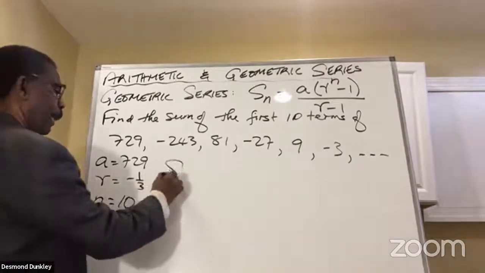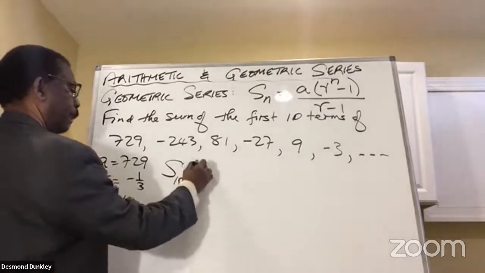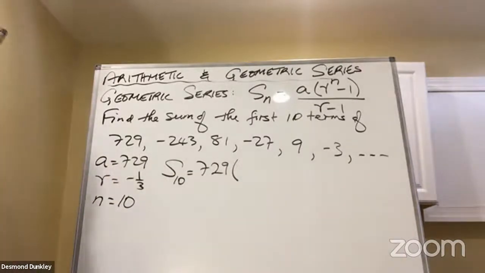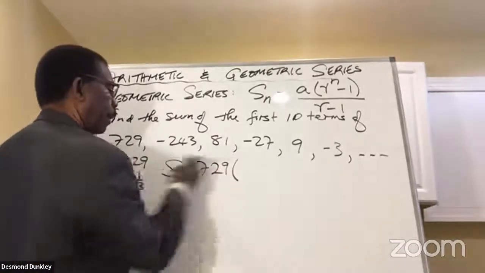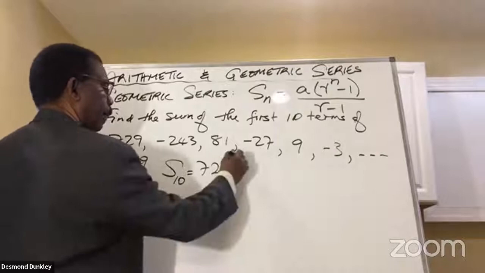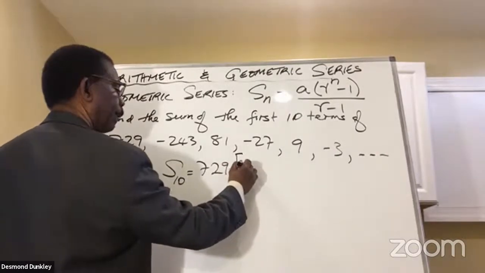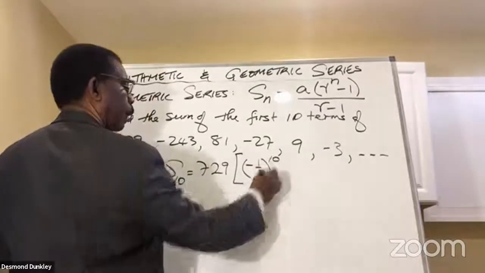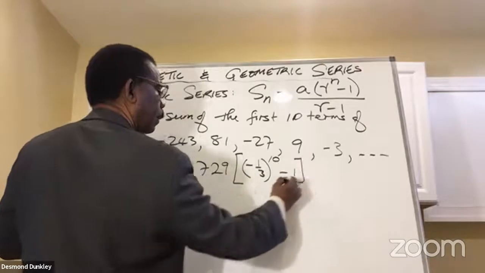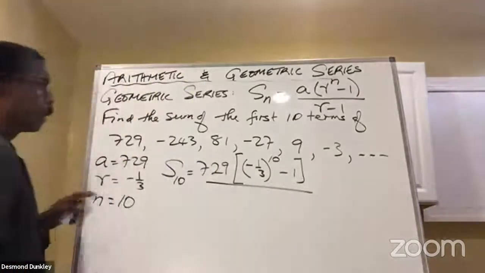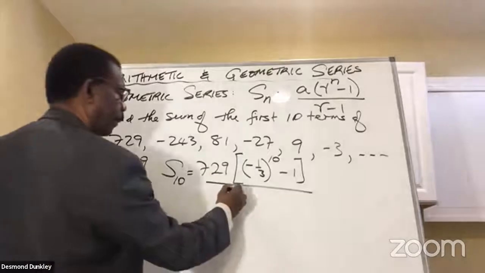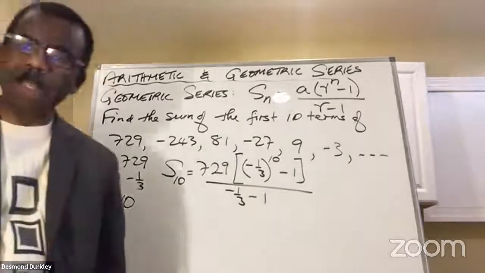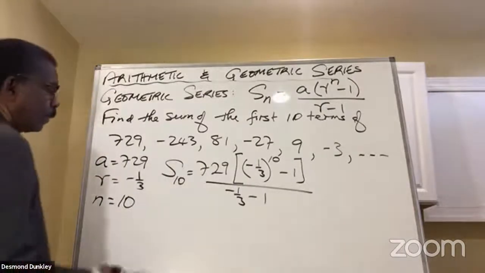So S10 is going to be equal to 729 times the R. Okay, you're going to have to use parentheses. So it's going to be negative 1/3 to the power of 10 minus 1 over R, which is negative 1/3 minus 1. So it's ugly, but it can be done. So what do we end up with?